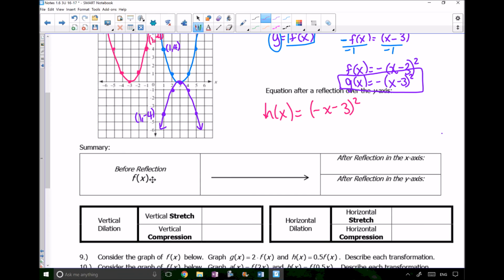So my summary, I can say that before the reflection, it's f(x). After you reflect in the x-axis, and let's say y equals f(x) right here, remember the y becomes negative. So I'm going to say y equals negative f(x) because the y becomes negative, okay? And then if I reflect it in the y-axis, remember the x becomes negative. So y equals f(x) becomes y equals f(-x), okay?